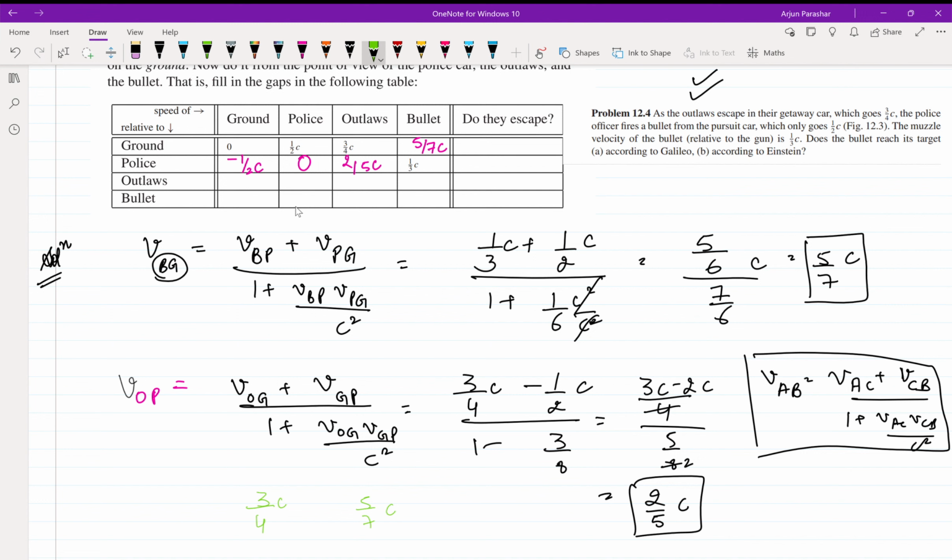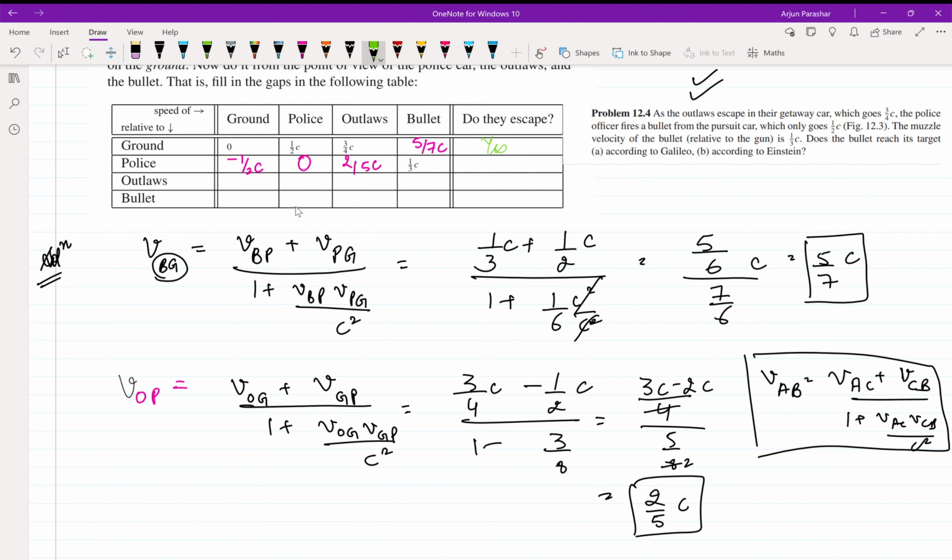So on making the denominator the same, we get 21 by 28c, and here we get 20 by 28c. So this was the speed of the bullet, and this is the outlaws'. So do they escape? Yes, they escape because their speed is higher than the speed of the bullet that we see from the ground. Now coming to the next part, do they escape?